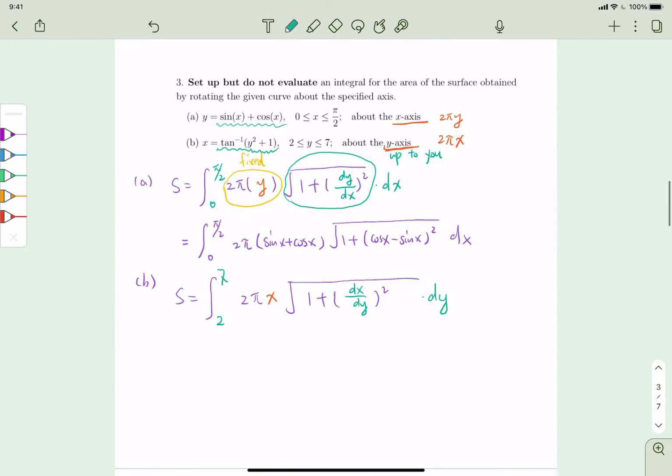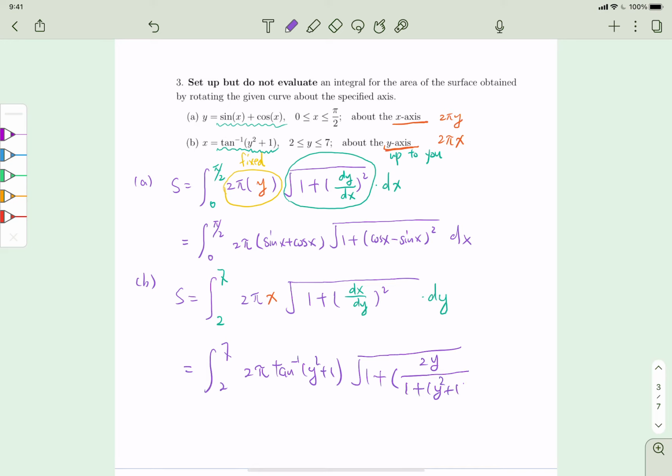And now the final step, just to plug in 2, 7, 2 pi, right? X is our tangent inverse, y squared plus 1. That's 1 plus dx over dy. I will use the chain rule. Okay, the chain rule applies here. That becomes 2y divided by 1 plus y squared plus 1 squared. Again, square dy. The chain rule.